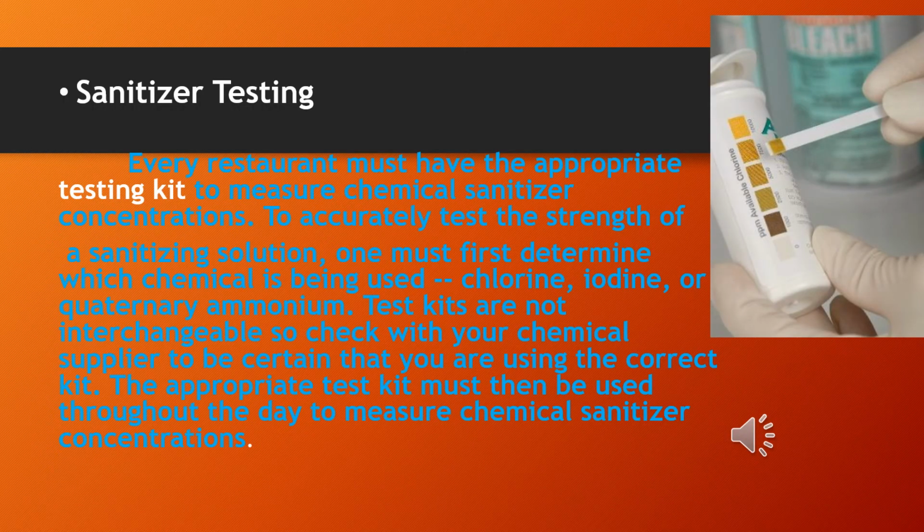In sanitizing, it is also important that we do sanitizer testing. Every restaurant must have the appropriate testing kit to measure chemical sanitizer concentrations to accurately test the strength of a sanitizing solution. One must first determine which chemical is being used: chlorine, iodine, or quaternary ammonium. Test kits are not interchangeable, so check with your chemical supplier to be certain that you are using the correct kit. The appropriate test kit must then be used throughout the day to measure chemical sanitizer concentrations.